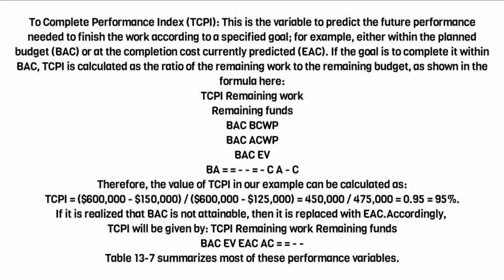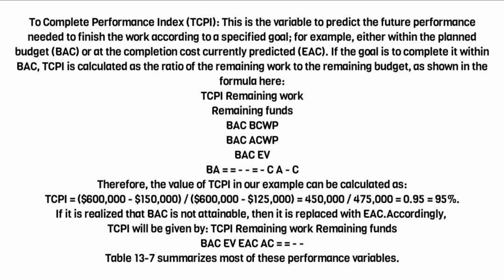To complete performance index, TCPI. This is the variable to predict the future performance needed to finish the work according to a specified goal, for example, either within the planned budget, BAC, or at the completion cost currently predicted, EAC. If the goal is to complete it within BAC, TCPI is calculated as the ratio of the remaining work to the remaining budget, as shown in the formula here: TCPI equals remaining work over remaining funds, equals (BAC minus BCWP) over (BAC minus ACWP), equals (BAC minus EV) over (BAC minus AC).